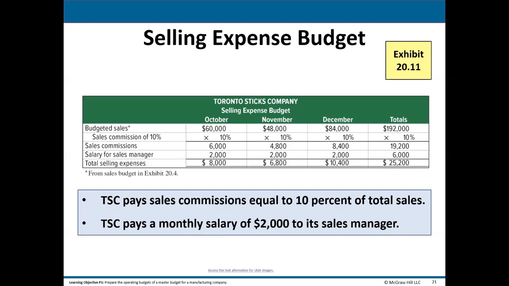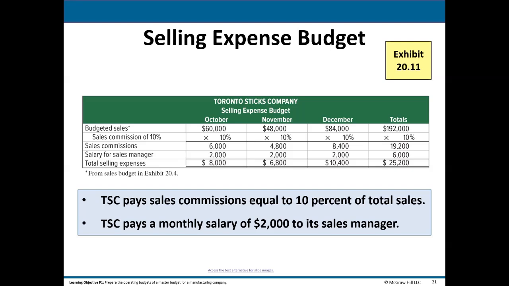So now we keep moving down the income statement lines. We got the sales, we got cost of sales. Now we're on selling expenses. The selling expense budget shows the types and amounts of selling expenses expected during the budget period. TSC selling expense budget is in Exhibit 20.11, and its selling expenses consist of commissions of 10% of total sales paid to sales personnel, and a $2,000 monthly salary paid to the sales manager. So sales commissions vary with sales volume, but the sales manager's salary is fixed. Other common selling expenses include advertising and delivery expenses.